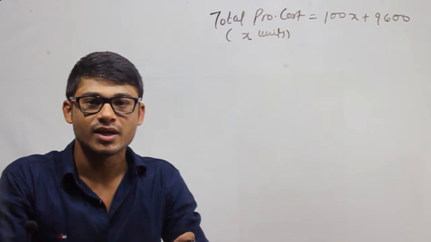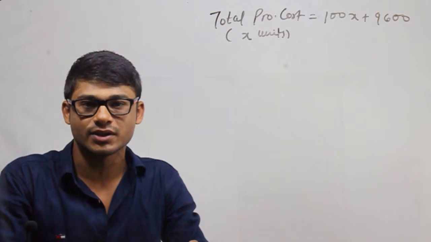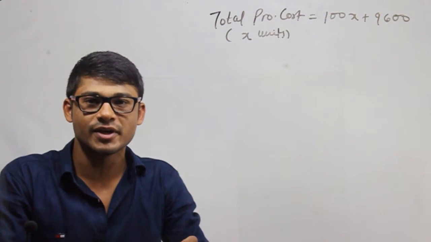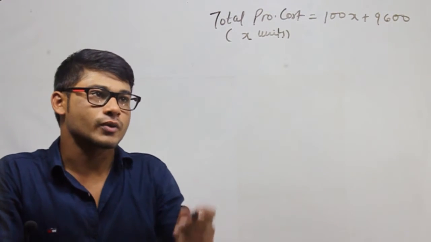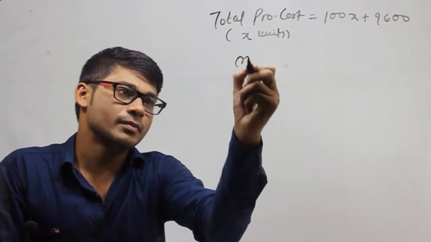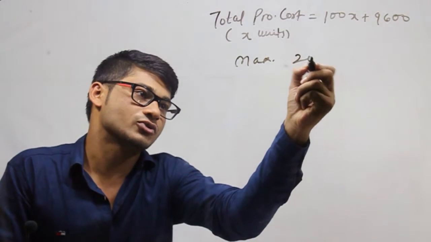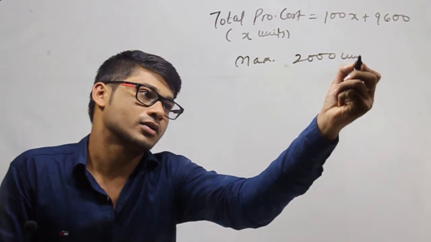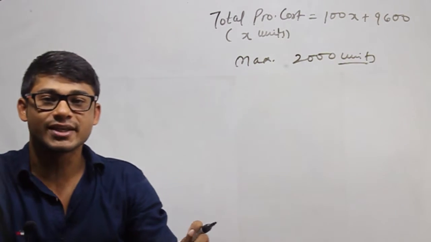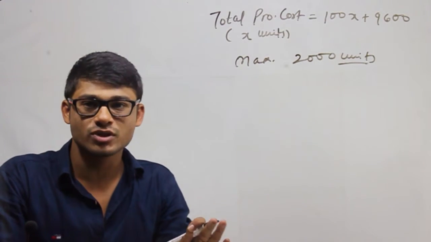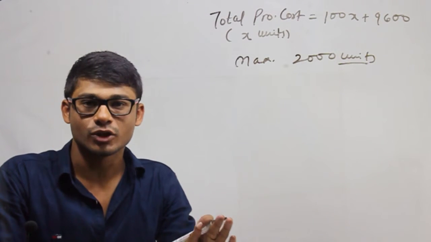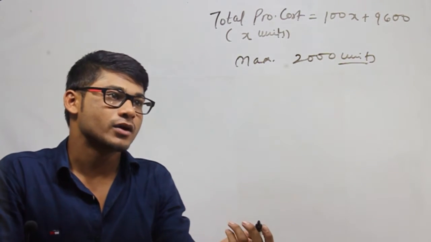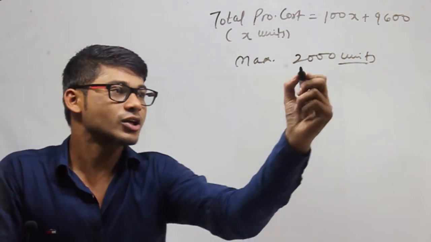Okay, now the question says, if the company reduces the price by 5%, the company can produce and sell as many units as possible. So look, we know the maximum the company can sell is 2000 units. And if the price is decreased by 5%, the company has to sell the maximum number of units to maximize the profit. So to maximize the profit, the company has to sell 2000 units.